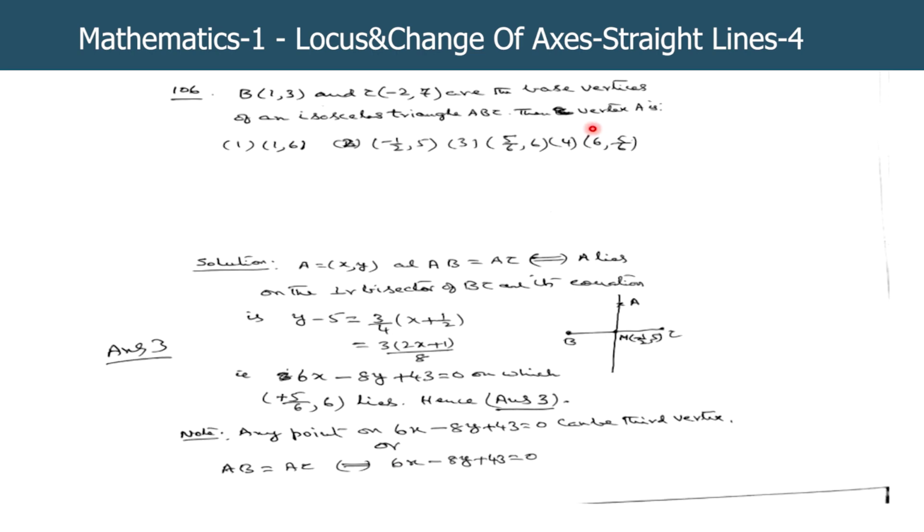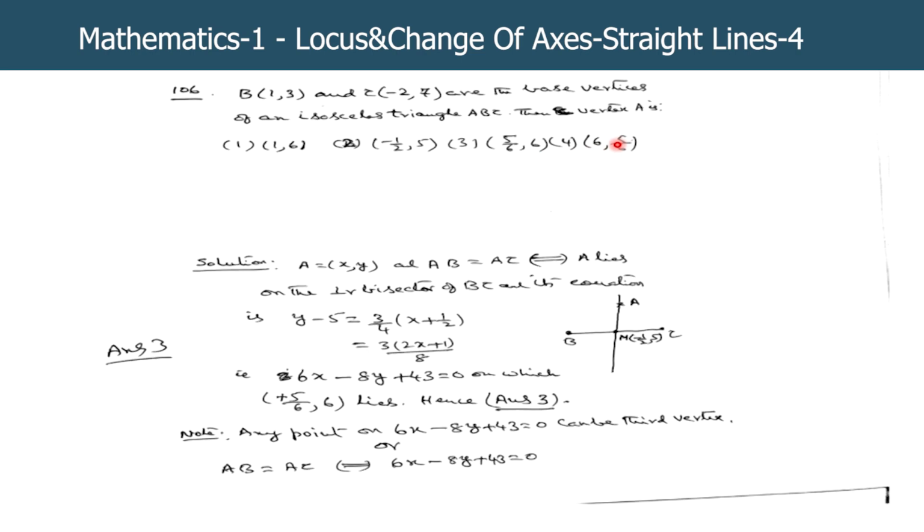If B (1, 3) and C (minus 2, 7) are the base vertices of an isosceles triangle ABC, then the vertex A is: 1, (6, 2); 2, (minus 1, minus half); 3, (5, 3); 4, (5 by 6, 6).